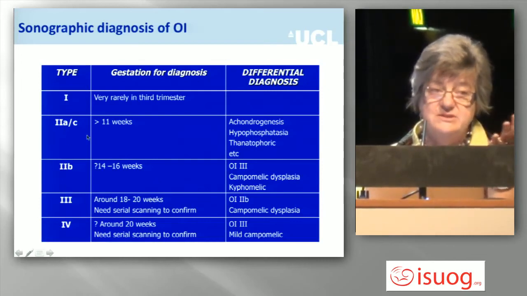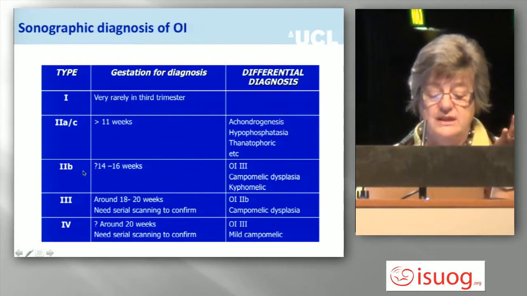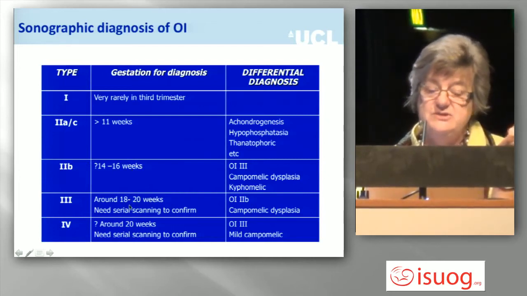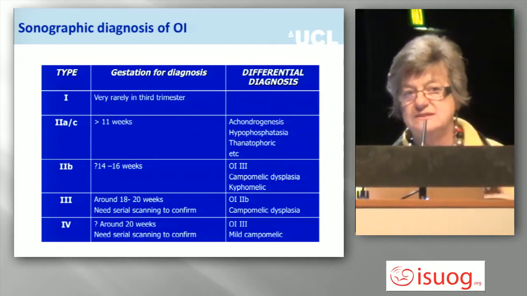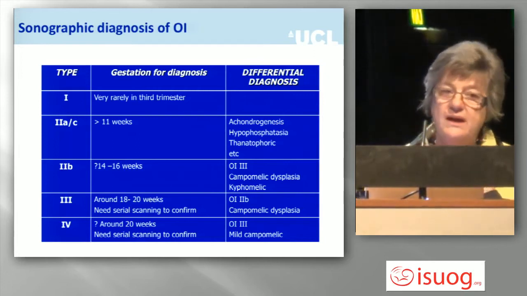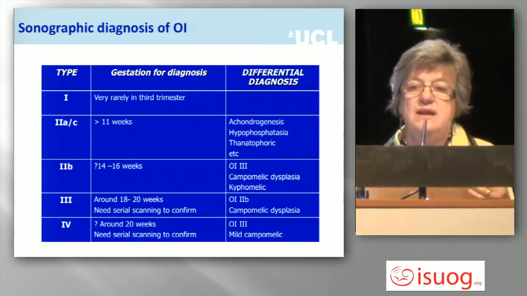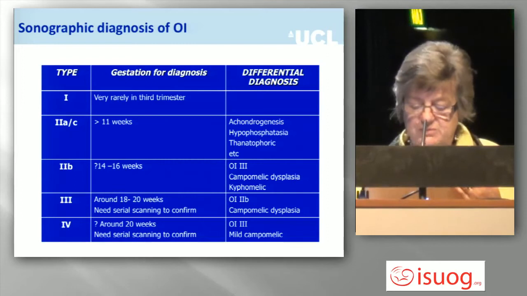Type 2A and type 2C, we just explained, are lethal, and you can pick them up very early in pregnancy, as you can for type 2B. Most type 3s I don't think you're going to pick up until a bit later in pregnancy, although we have seen a few earlier now. And type 4, I think type 4, 5, 6, 7 and 8 are much less severe, and really we may not pick up until later in pregnancy.